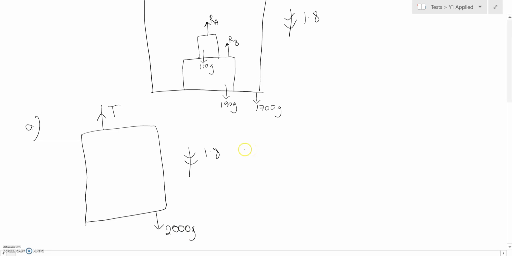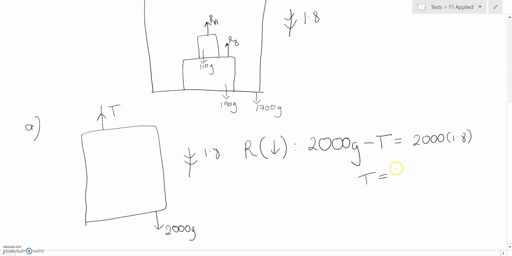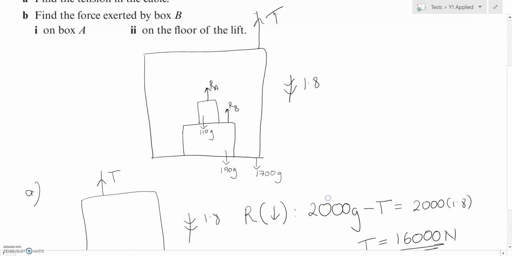So now let's apply Newton's second law, which says force is equal to mass times acceleration. I'm going to take downwards as positive. So it's 2,000 G going down, tension pulling it back up, and that's equal to mass times acceleration. Rearranging that, you should get tension as 16,000 newtons. Right, so that one's okay.